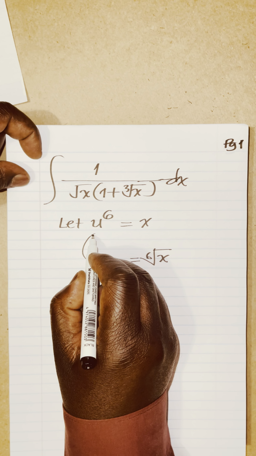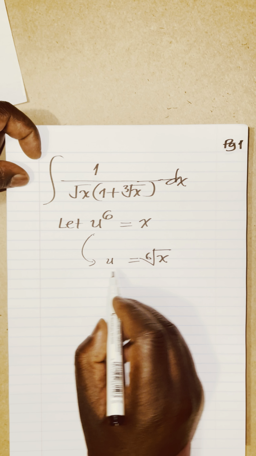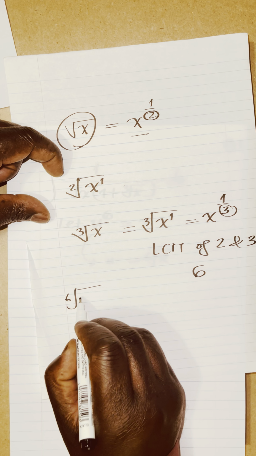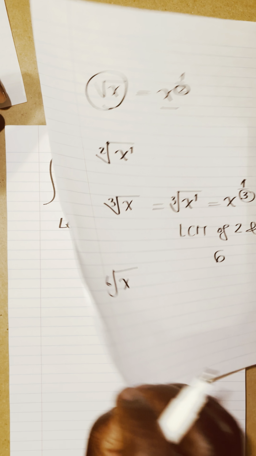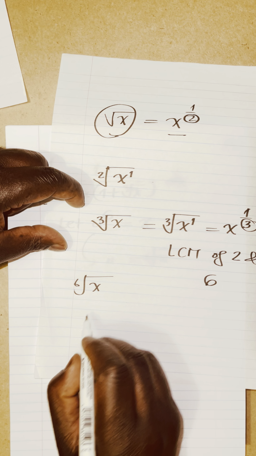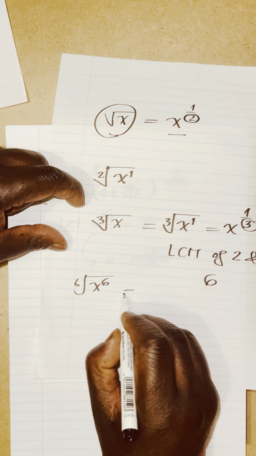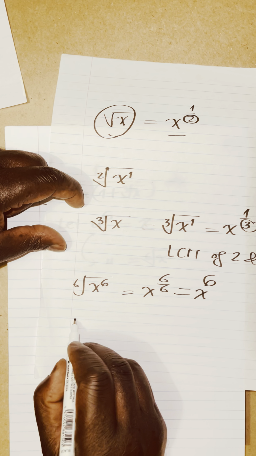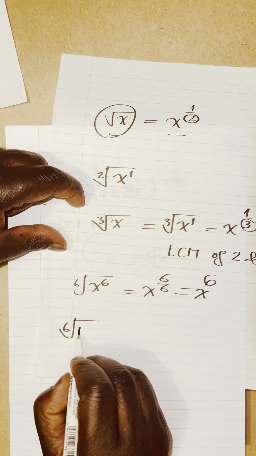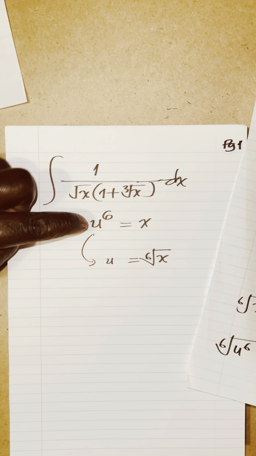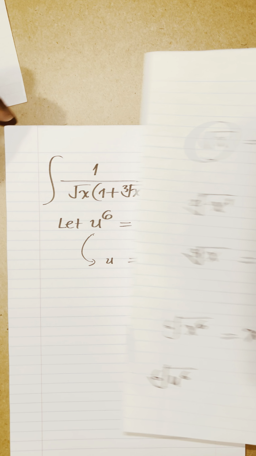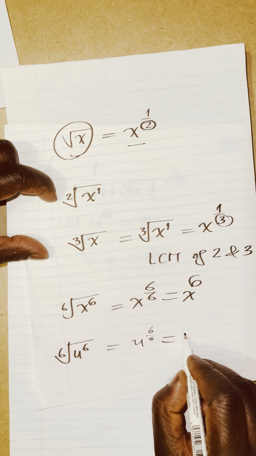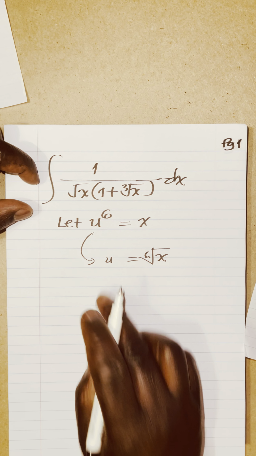The second equation we obtain is the following. We know that the 6th root of x to the power 6 is x to the power 6 over 6, and the answer is x. Now we have the 6th root of u to the power 6 over here. As you can see, we were taking the 6th root on both sides. This will be u to the power 6 over 6, and this is just u. That's how we obtain this u here.